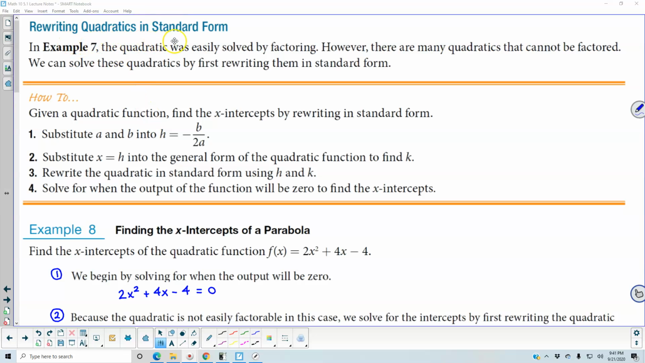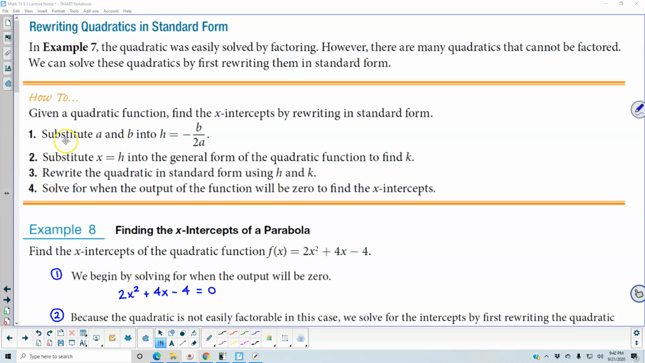Rewriting quadratics in standard form. In example 7, the quadratic was easily solved by factoring. However, there are many quadratics that cannot be factored. We can solve these quadratics by first rewriting them in standard form. Given a quadratic function, find the x-intercepts by rewriting in standard form.